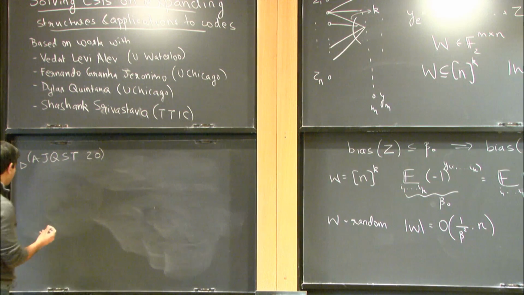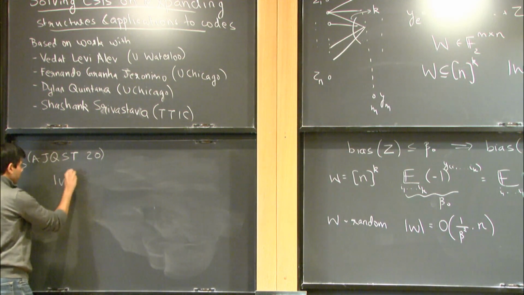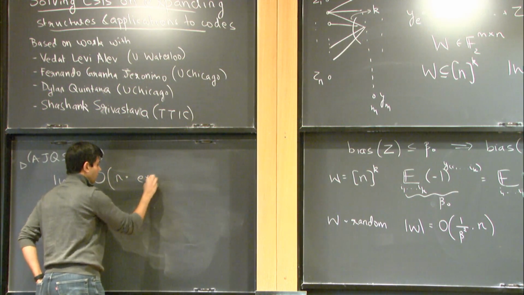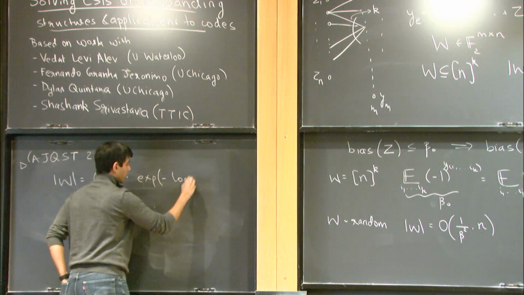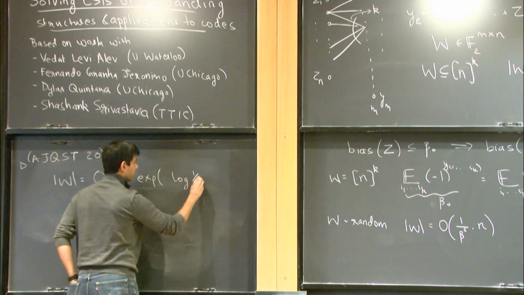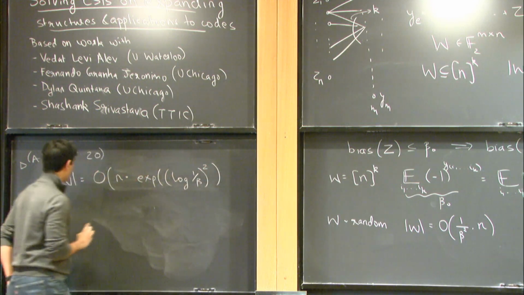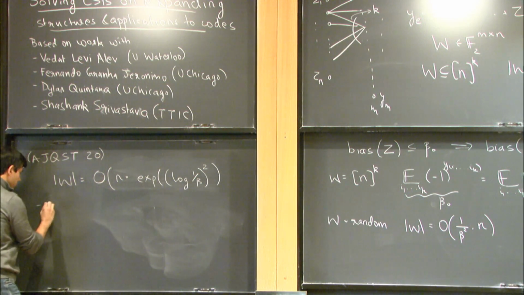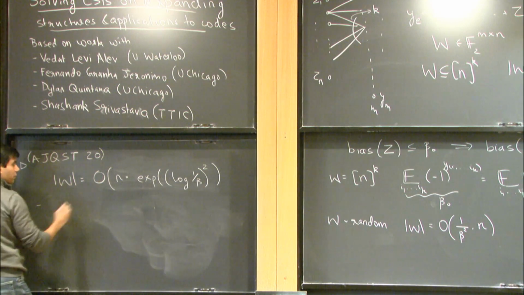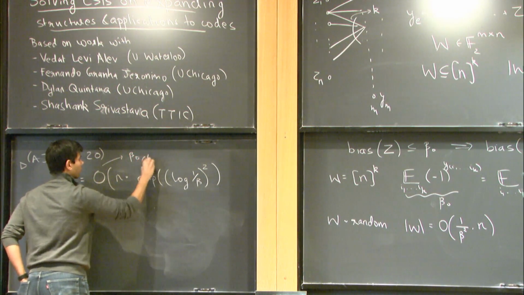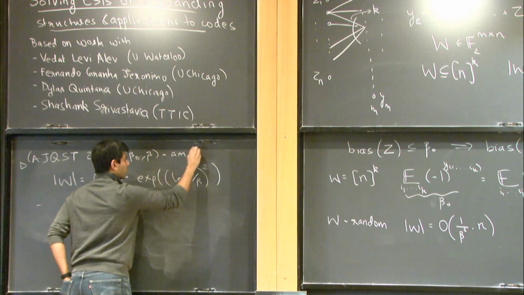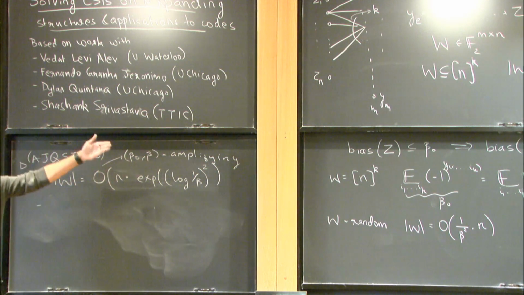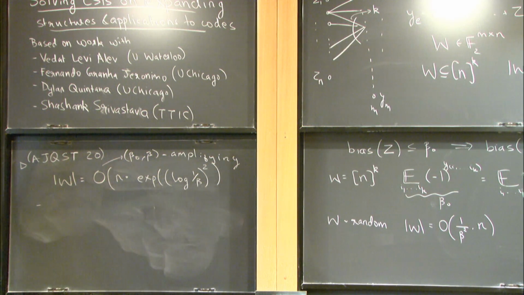So there exists W, which is quasi-polynomial, and you get bias amplification. The construction is not novel, it's just expander walks, so it's just using the Rozenman and Wigderson construction.